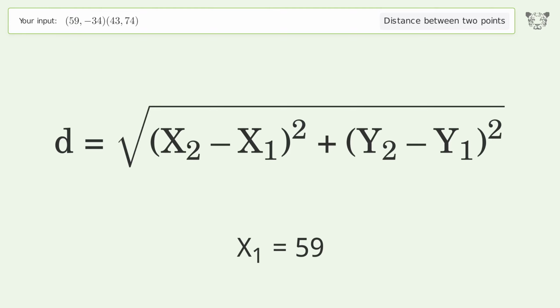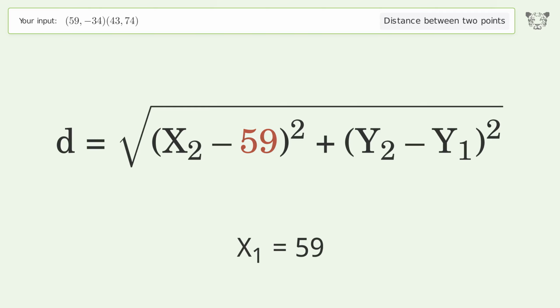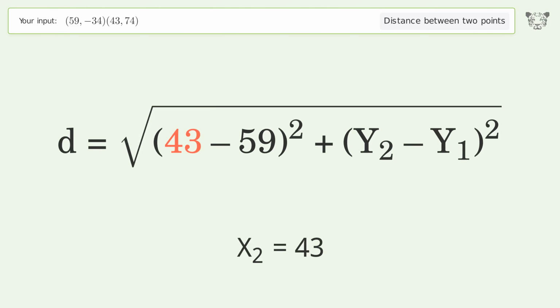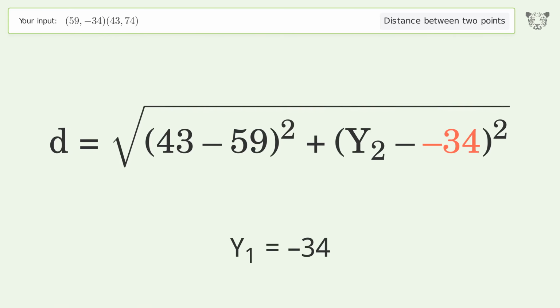x1 equals 59. x2 equals 43. y1 equals negative 34. y2 equals 74.